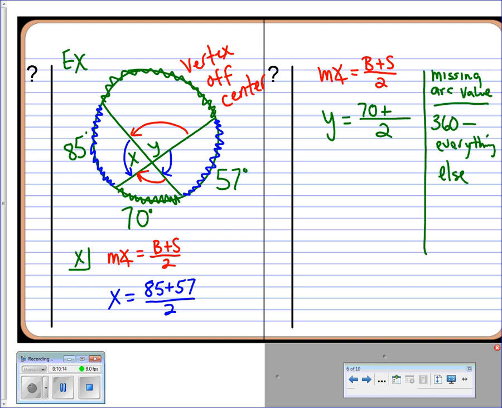So were you able to figure it out? I got 148. 148 degrees. And the reason is because it's basically 360 minus everything else. And that leaves me 148 degrees.